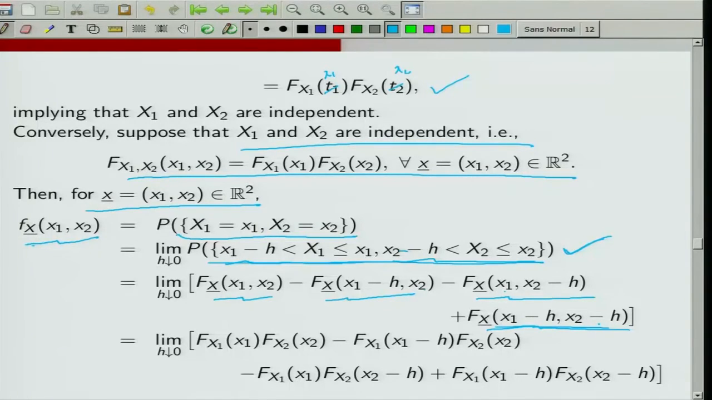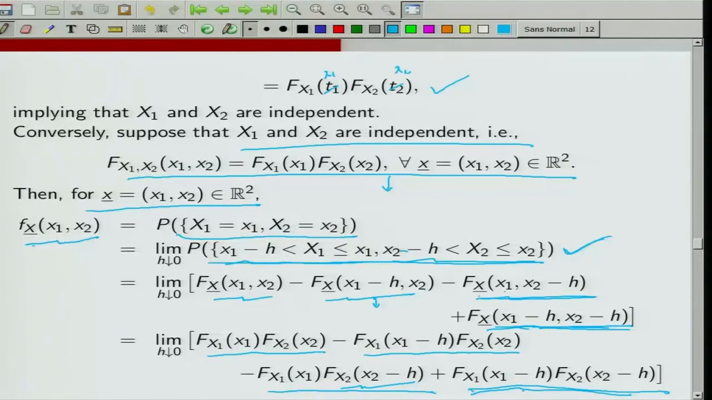Okay, so this is the same as F_X1(x1) F_X2(x2) by this condition, minus F_X1(x1 minus h) F_X2(x2), minus F_X1(x1) F_X2(x2 minus h), plus F_X1(x1 minus h) F_X2(x2 minus h). When I take h going to 0 in each of them, the limit of this quantity would be F_X1(x1 minus), the limit of this would be F_X2(x2 minus), and so on.